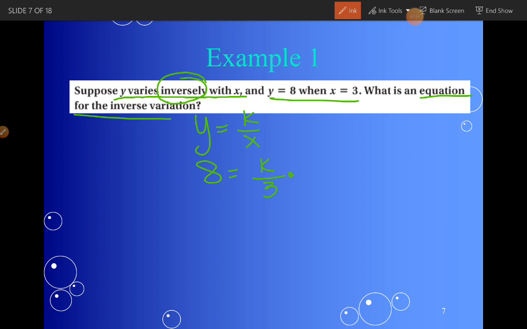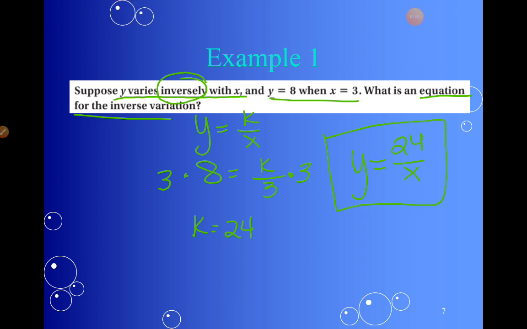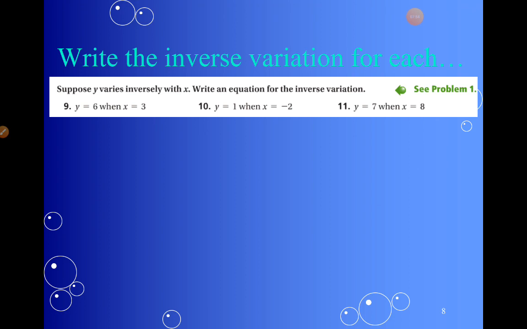So there's a 3 in the denominator, so you're going to multiply both sides by 3. And I get k is equal to 24. So when I plug in 24 for k, I get y is equal to 24 over x. And that would be my answer because they don't want any other information. Okay, so again, it's very similar.